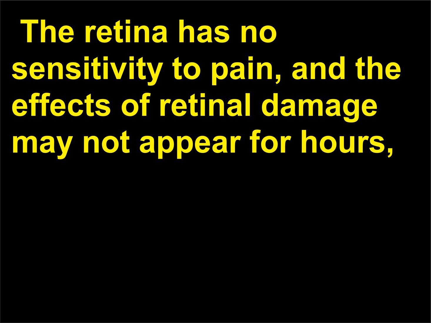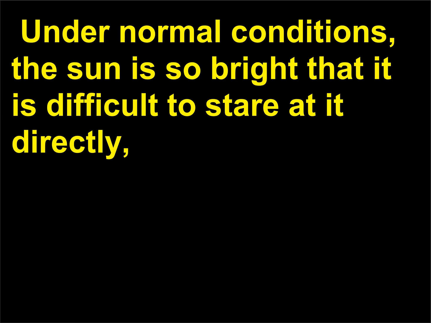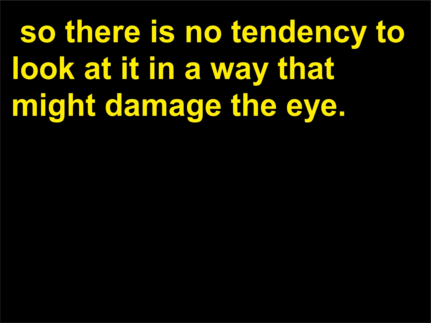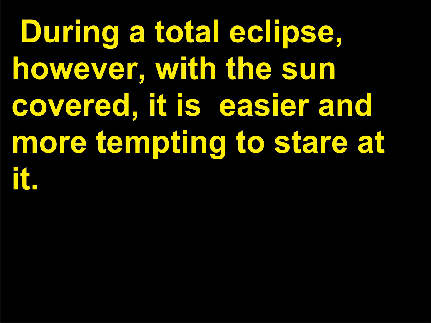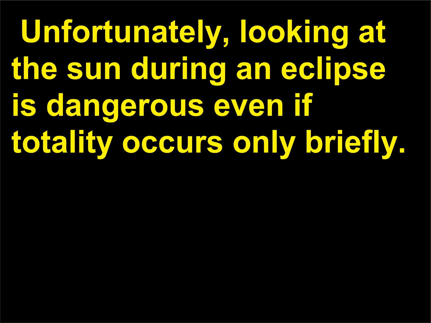The retina has no sensitivity to pain, and the effects of retinal damage may not appear for hours. So there is no warning that injury is occurring. Under normal conditions, the Sun is so bright that it is difficult to stare at it directly, so there is no tendency to look at it in a way that might damage the eye. During a total eclipse, however, with the Sun covered, it is easier and more tempting to stare at it. Unfortunately, looking at the Sun during an eclipse is dangerous even if totality occurs only briefly.